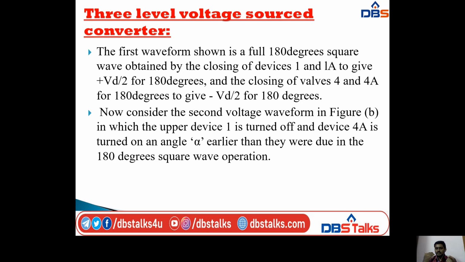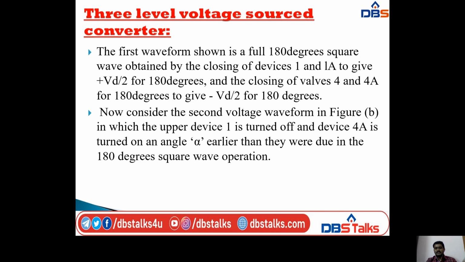I already showed the voltage values in the connection diagram also. Positive voltage is plus Vd by 2, negative voltage is minus Vd by 2. So closing the 1 and 1A devices gives plus Vd by 2 for 180 degrees, and whenever we close the 4 and 4A valves for 180 degrees, it gives minus Vd by 2 for that 180 degrees.